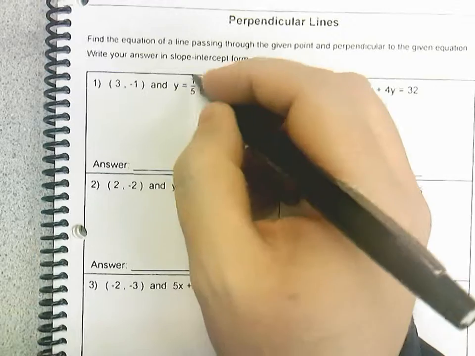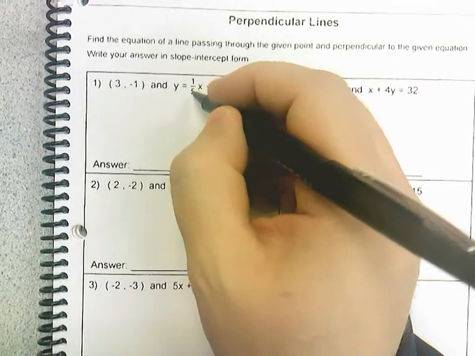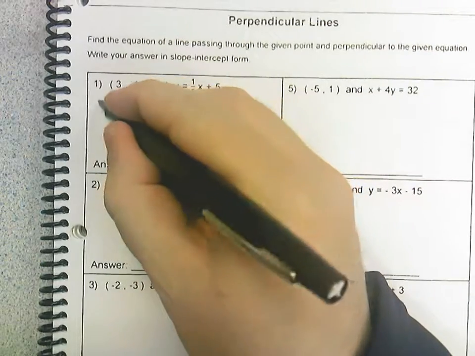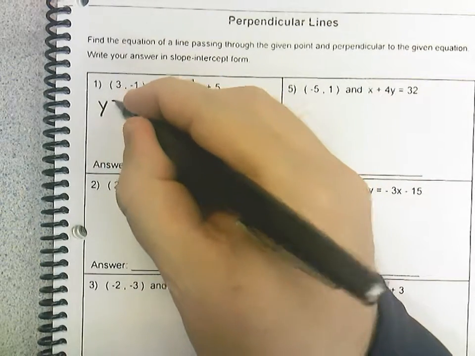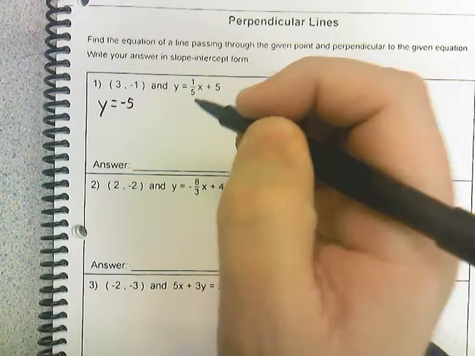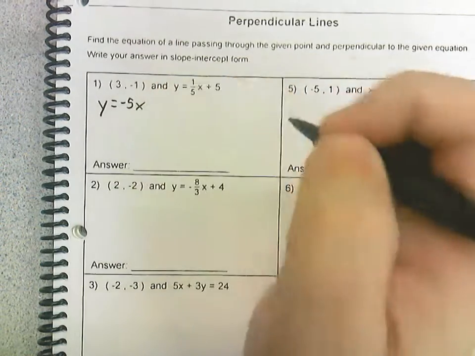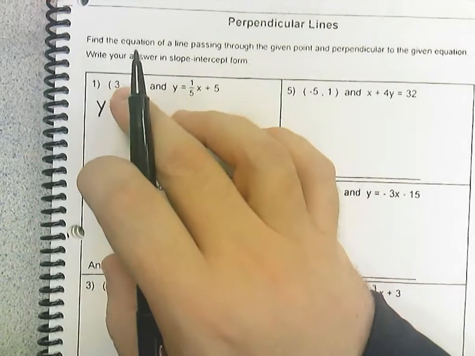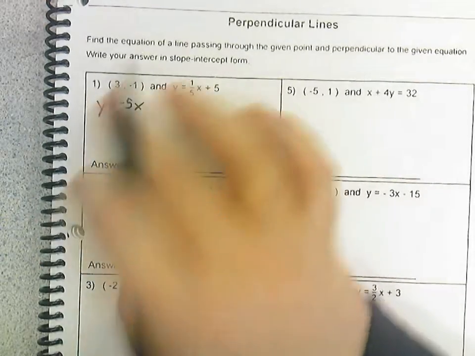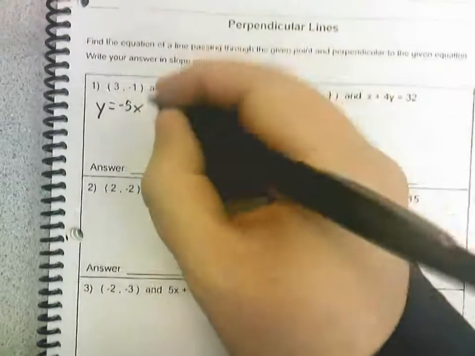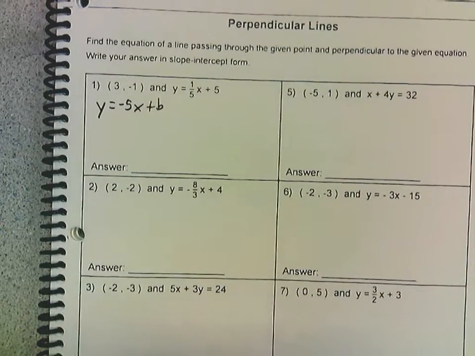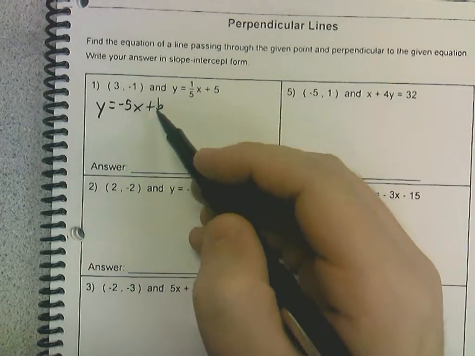So when I flip that fraction and change the sign, it's going to become negative 5 over 1, or just negative 5. So I know this much of the perpendicular equation is going to be y equals negative 5x, but what I don't know is the specific y-intercept of the perpendicular equation that goes through this point, just like with the parallel lines. So I have to put in plus b there, and then I have to solve for that y-intercept.